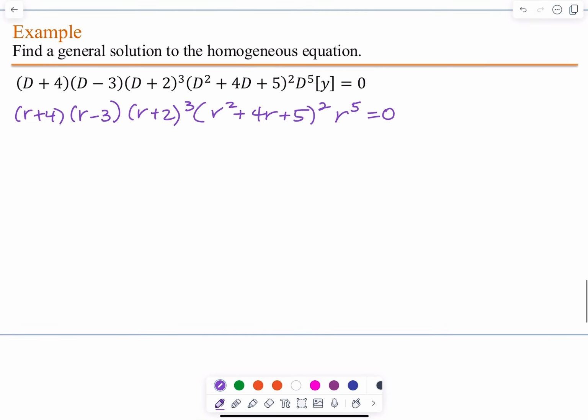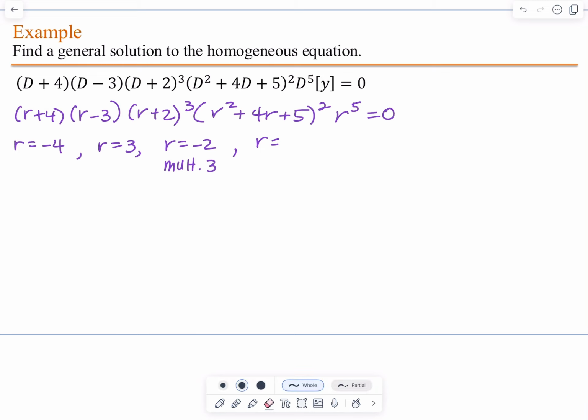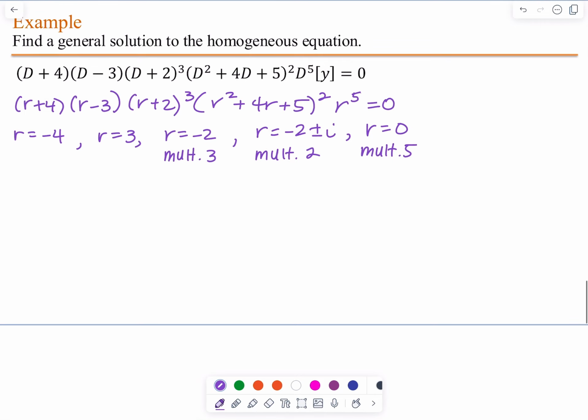So here are our roots. As you can see, we have r equal to -4. We have r equal to 3, r equal to -2, and that has multiplicity 3. And here you can see, and you can do that for yourself, we get r equals -2 plus or minus i, and that also has multiplicity, and this multiplicity would be 2. And then we get r equal to 0, and of course you can see we have multiplicity 5.